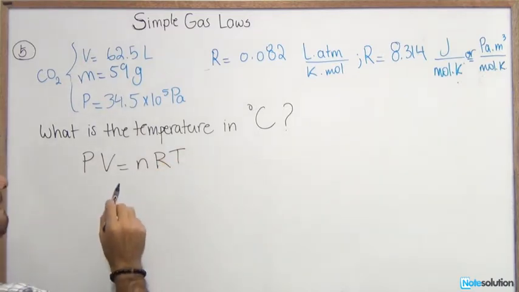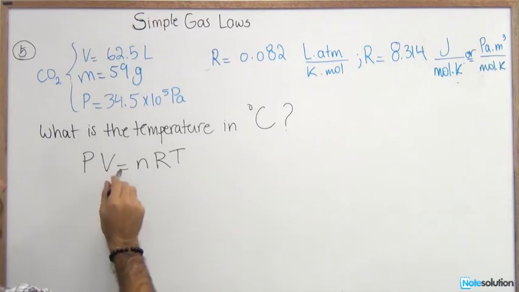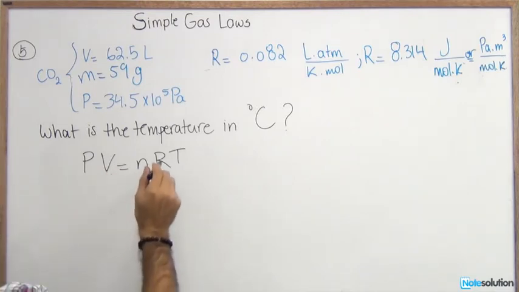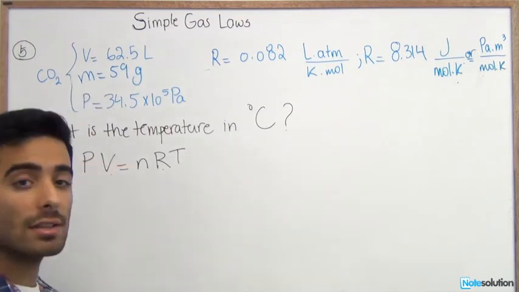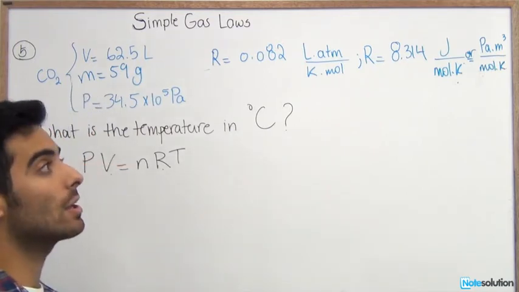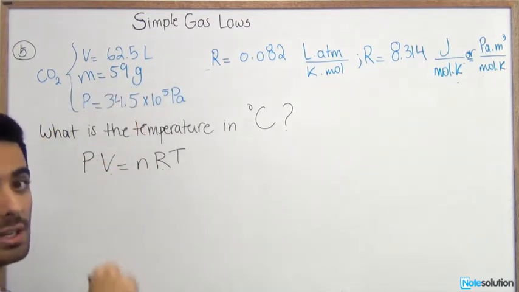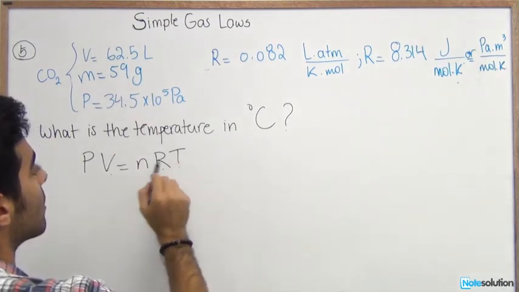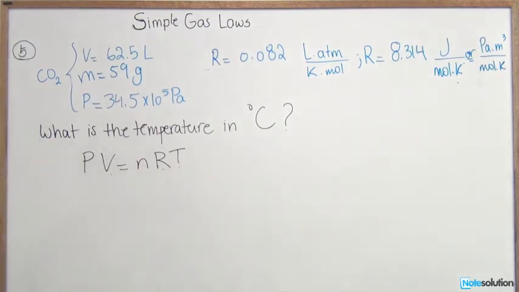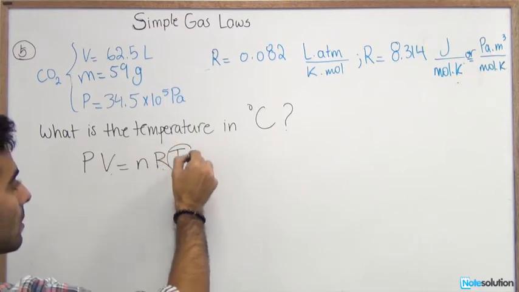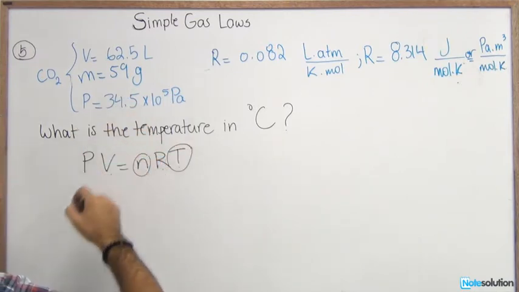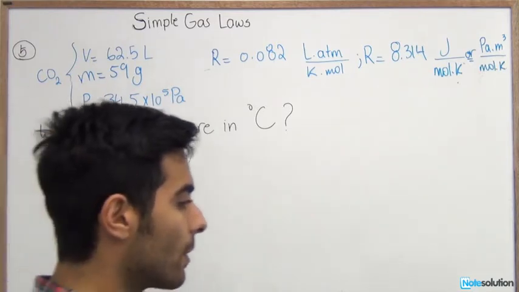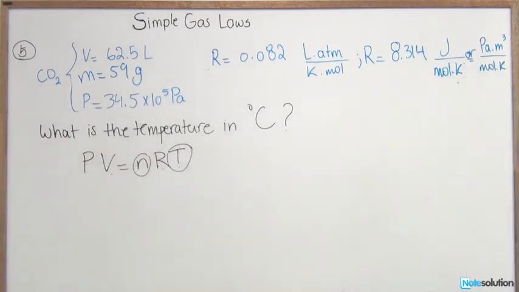So we know the pressure, we know the volume, we have R, and we have to decide which one to use. Deciding which R to use is based on the units that are given to you, and we're going to discuss this soon. And then you have the temperature. So we want to find the temperature, and we also don't have the number of moles. So first things first, let's find the number of moles.